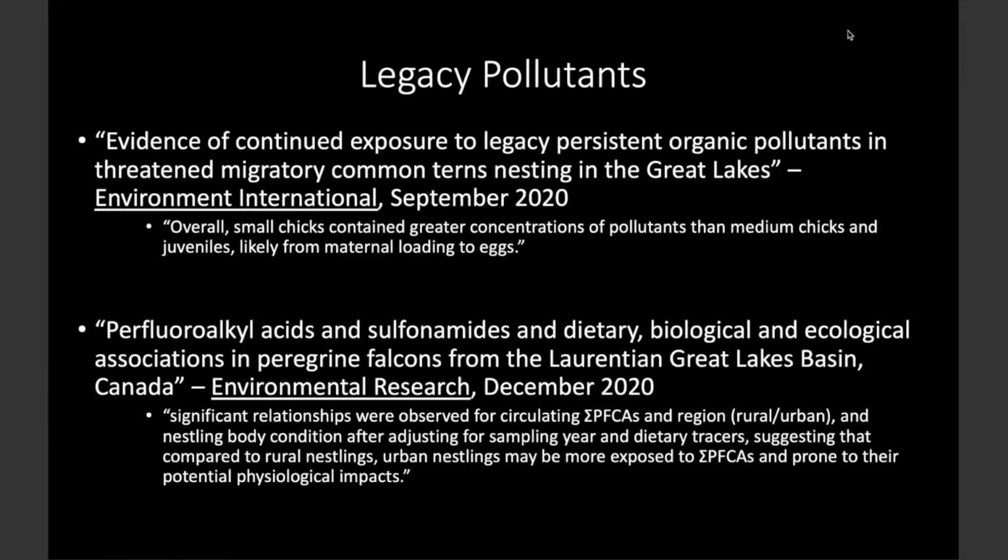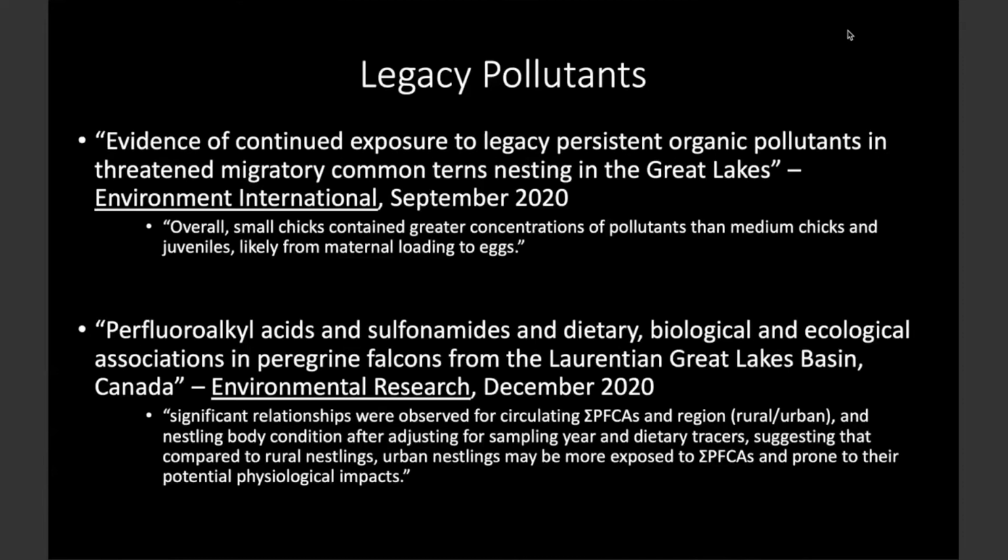So very important stuff with that fitness component. And then this next one with Peregrine Falcons is an incredibly interesting paper. Essentially all it's saying is that we found higher PFA levels in urban nestlings than in rural nestlings. And that right there should worry us as well.